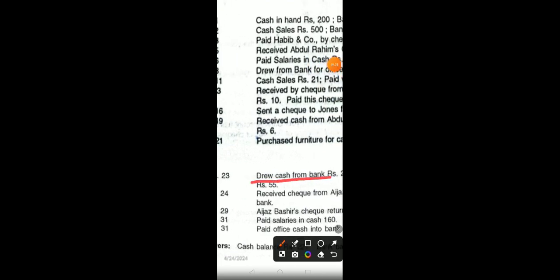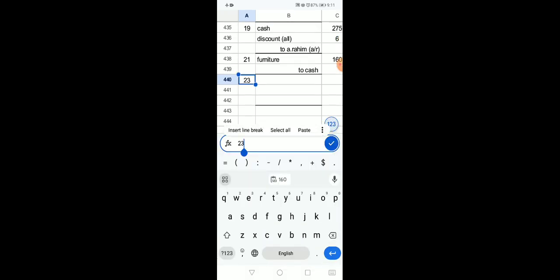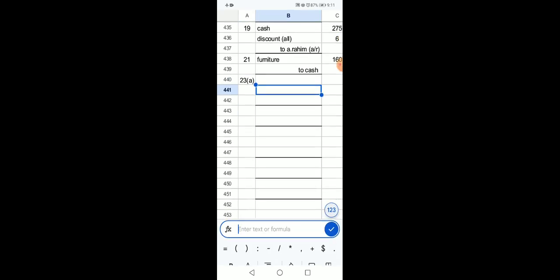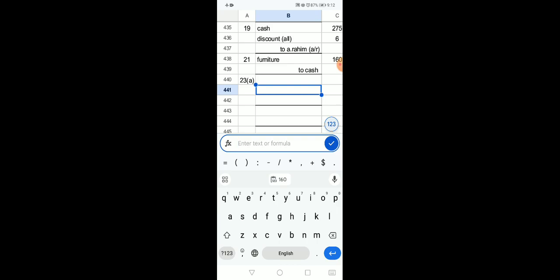Drew cash from bank and paid advertisement. There are two parts of 23, so it's better to write 23A in the first part, and the first part of 23 is saying drew cash from bank. What you have done, you have drawn cash from the bank. When you draw an amount from your bank account, it means the amount present in your bank account would be decreased. Bank is your asset. Asset is decreasing. Decrease in asset should be mentioned on the credit side. So you will mention your bank account name on the credit side.